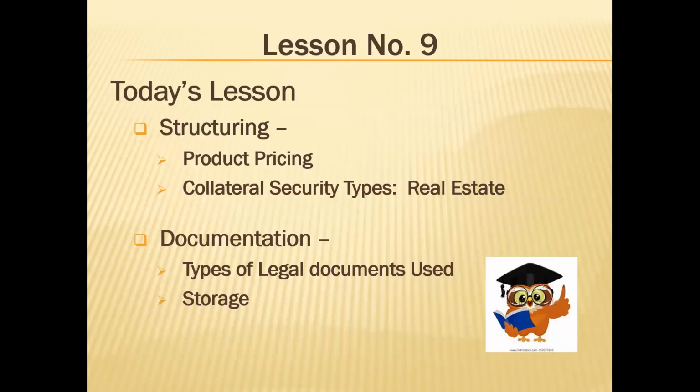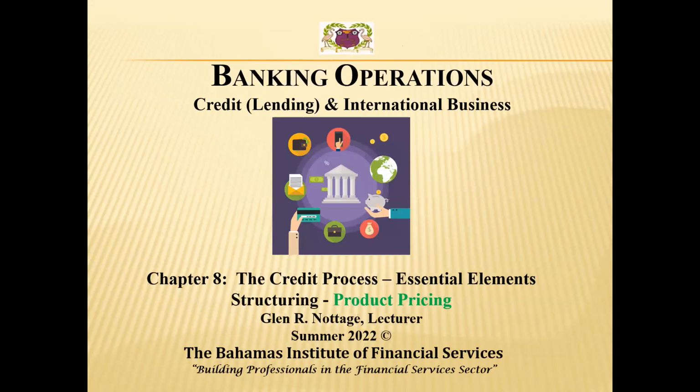All right, so today's lesson, we're going to look at structuring, product pricing, and collateral security types, in particular real estate. We're focusing on real estate. And then we look at documentation, types of documents used, and storage. Chances are we'll get the first section completed hopefully tonight. All right. So again, we're looking at product pricing.